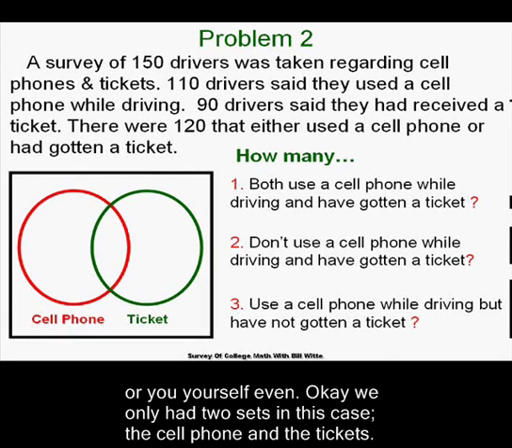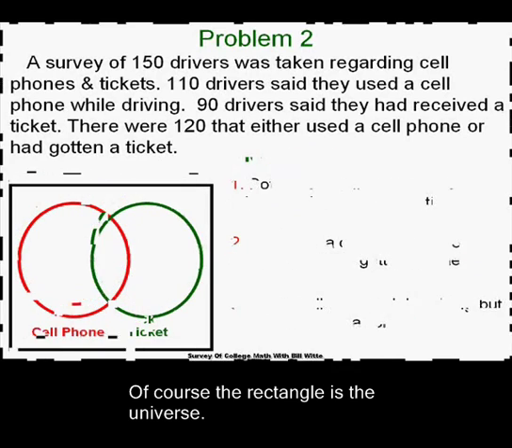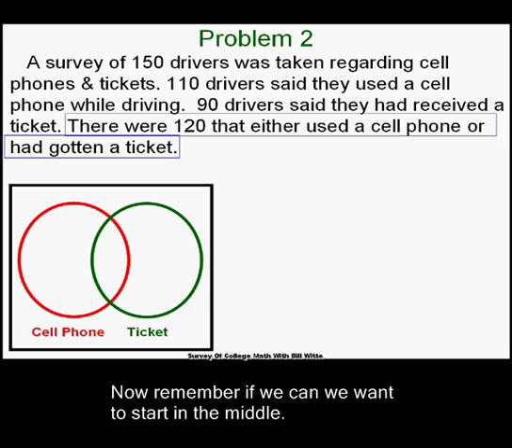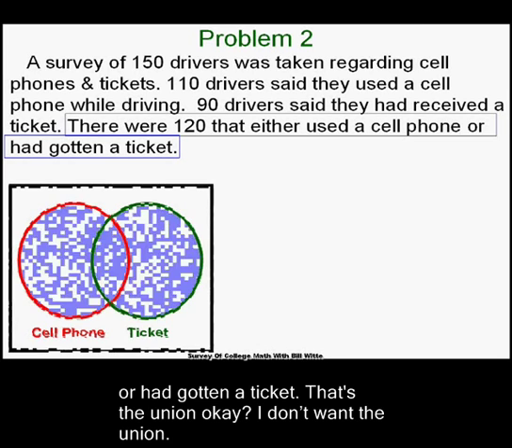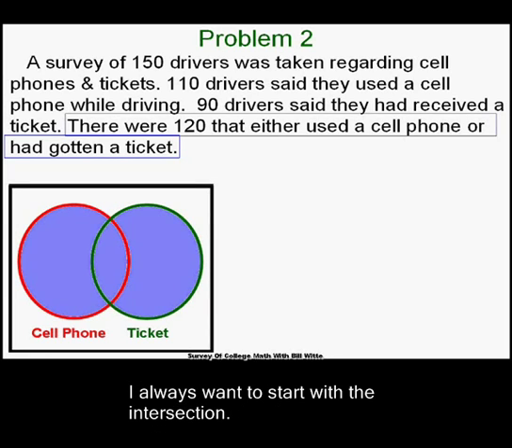It's always best to start at the beginning. Okay, well, we only have 2 sets in this case. The cell phone and the ticket. Of course, the square, the rectangle, is the universe. Now remember, we want to start in the middle. There were 120 that, now this was an "either," used a cell phone or had gotten a ticket. That's the union. Okay? I don't want the union. I always want to start with the intersection. Where am I going to write the 120?